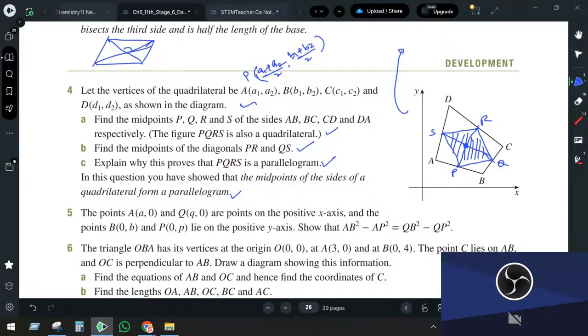Explain why this proves PQRS is a parallelogram. Because the midpoints of the diagonals PQ, find the midpoints of the diagonals. They are the same. Midpoints of the diagonals are the same. Okay. Means diagonals. Let me go.